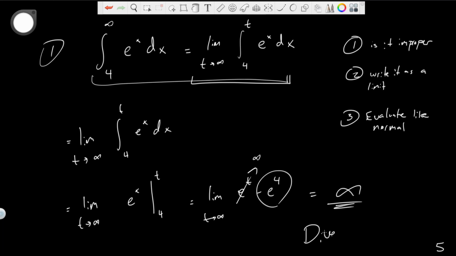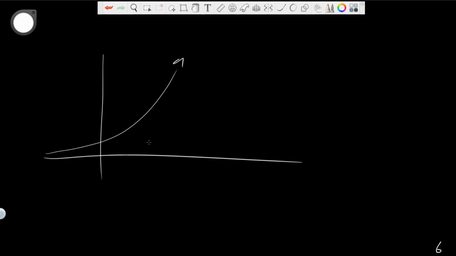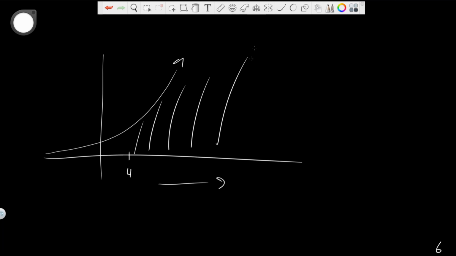We diverge here. All right, but go back to the original question that I was asking. Why must this diverge just by thinking about it? Let's draw e to the x. Here's e to the x. We're going from 4 to infinity. Right? We're trying to find this area.